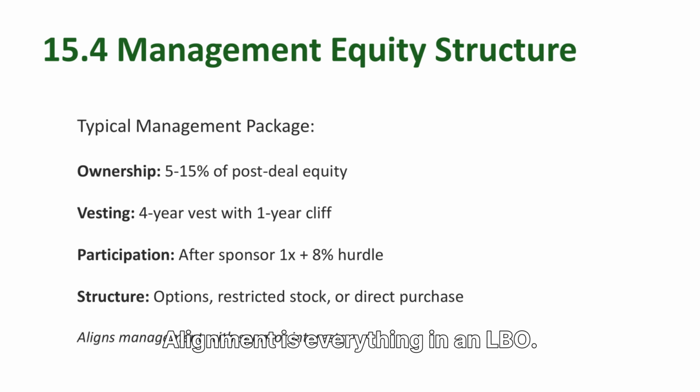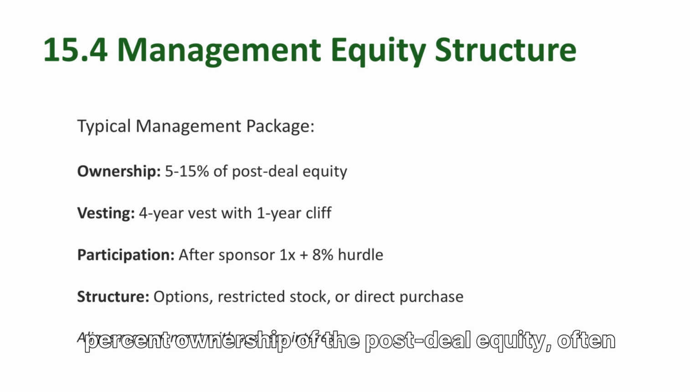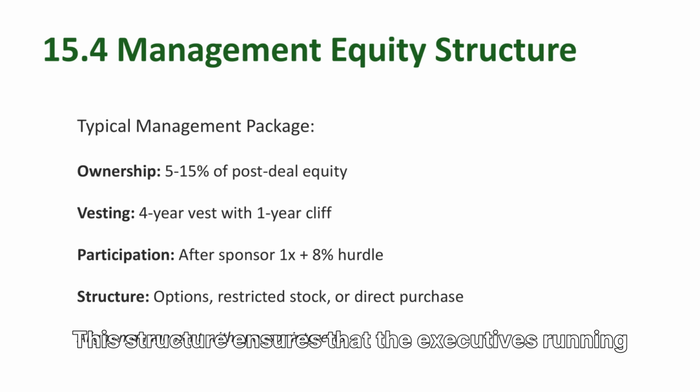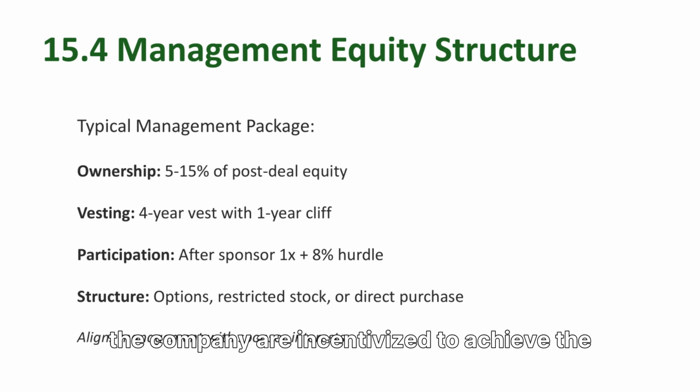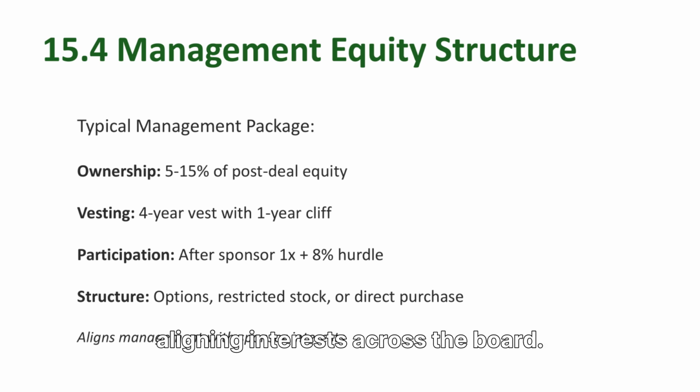Alignment is everything in an LBO. Typical management packages include 5 to 15% ownership of the post-deal equity, often vesting over 4 years with a 1-year cliff. This structure ensures that the executives running the company are incentivized to achieve the same exit goals as the financial sponsors, aligning interests across the board.